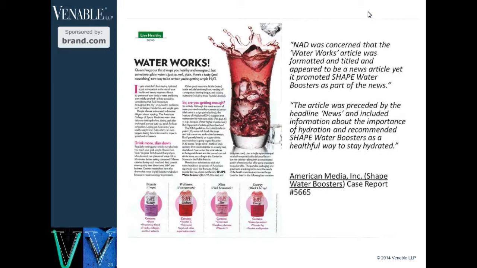And the NAD brought another case that looked at native, and this was the case involving Shape Water. Now, this was not on the web. This was a print piece. But here they said that it was more than product placement. There was a discussion of Shape Water in Shape magazine, and that content did talk about the product, and in that case, that the content is sponsored must be disclosed.